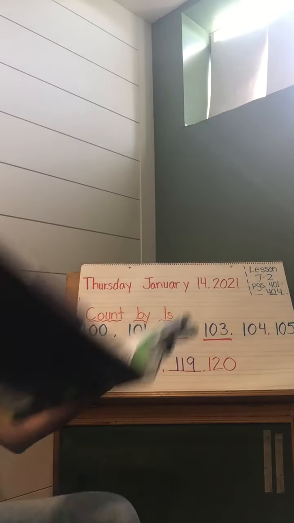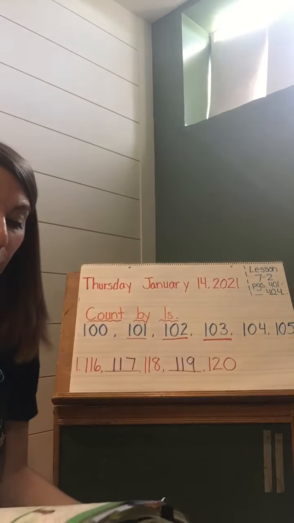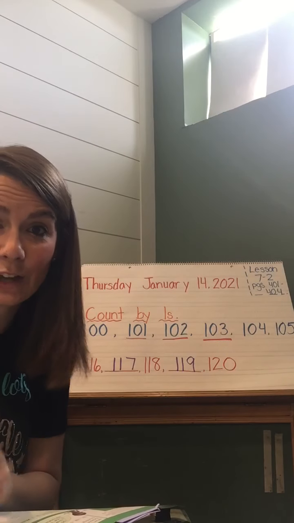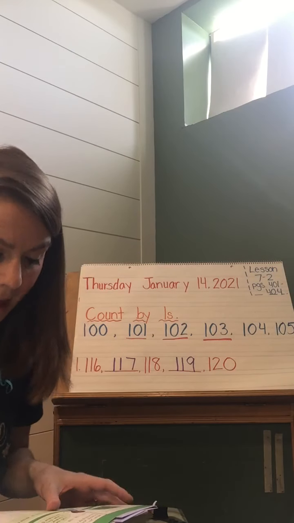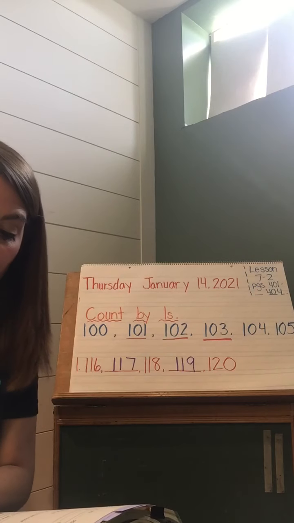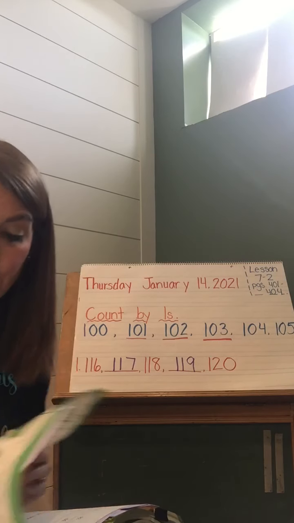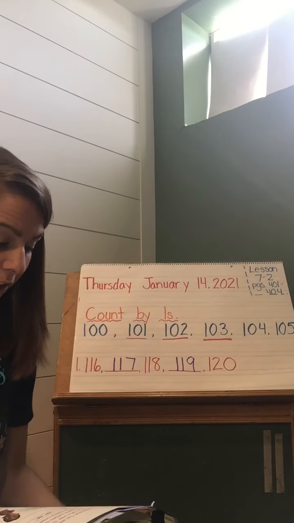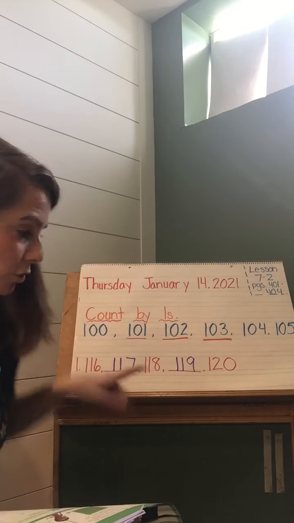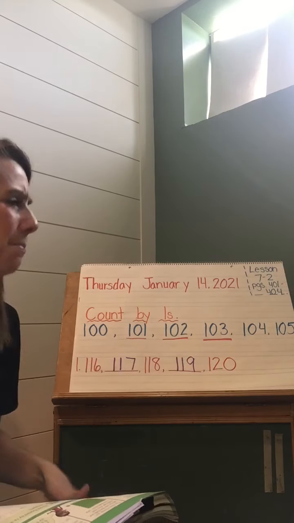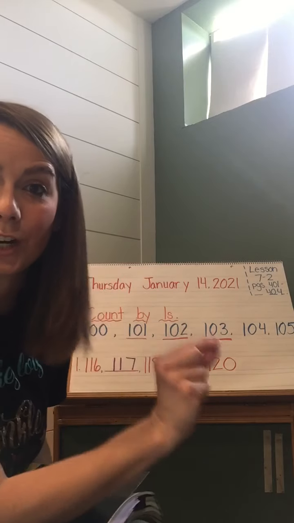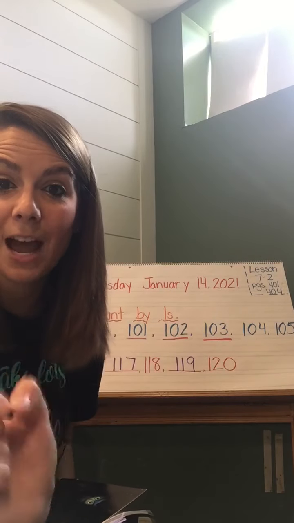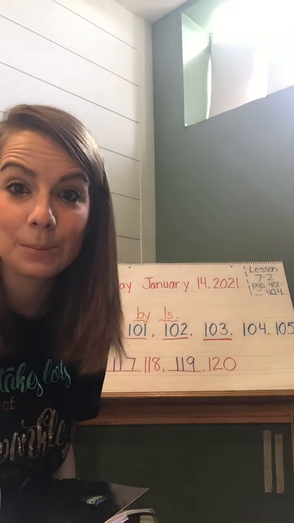All right, so for today, for your practice on counting by ones, okay, I want you to do pages 401 to 404. They're going to have you do what we've been doing, filling in the blanks, thinking, okay, if I start at this number and I keep counting by ones, what comes next?